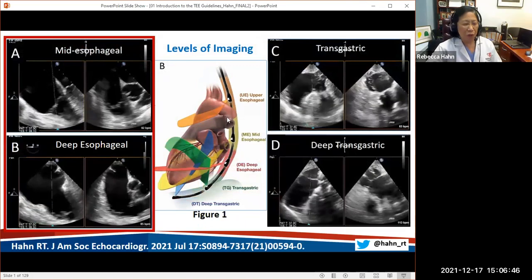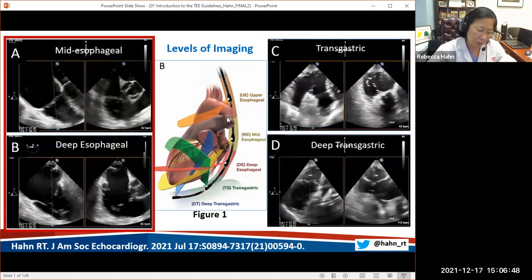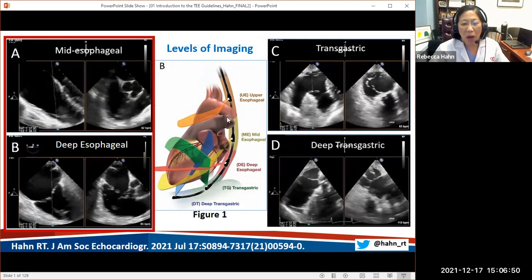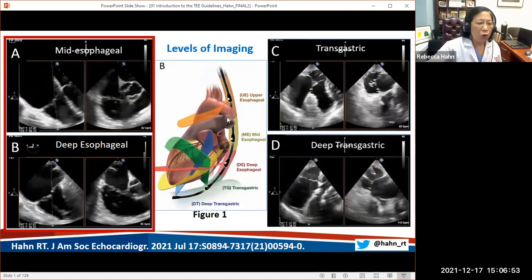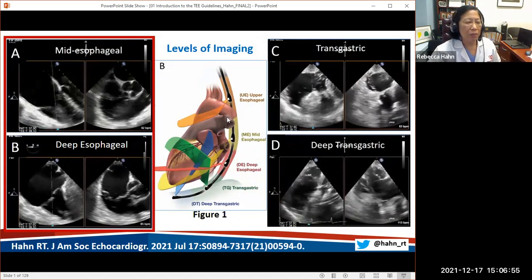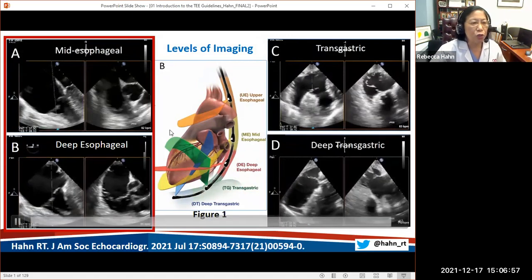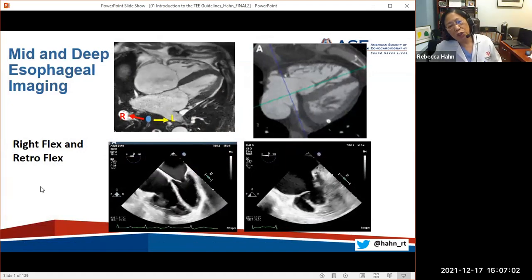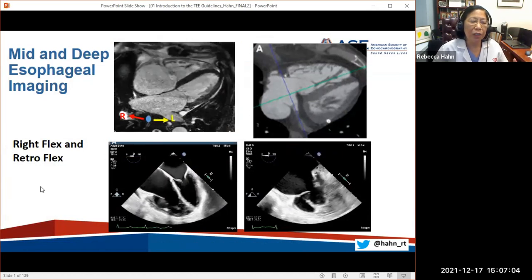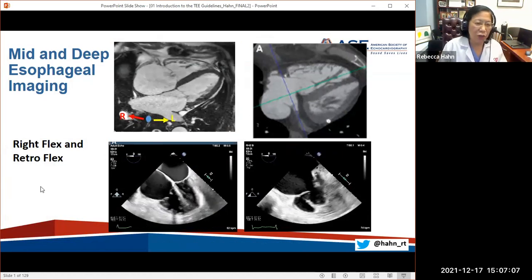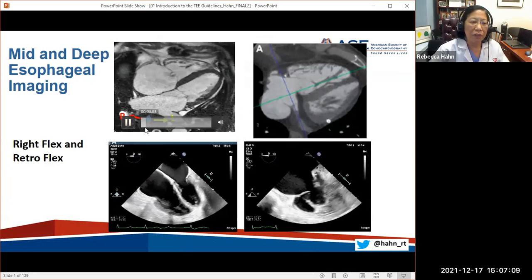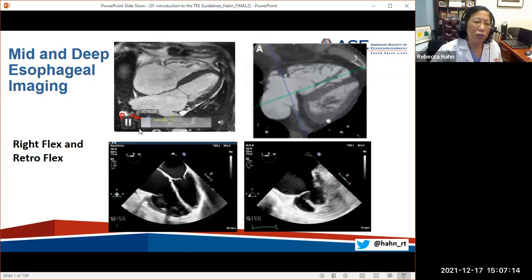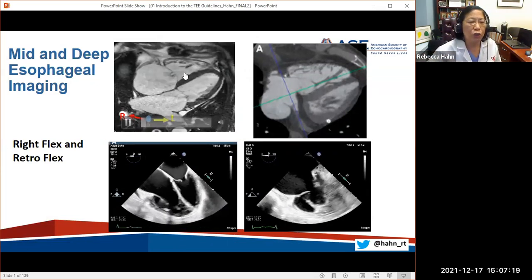So apologize for all the preliminary stuff, but it allows us to set up why we are doing all these images. So the new level of imaging is the deep esophageal. We'll start with mid esophageal and deep esophageal. And similar to what I showed you for the right heart, you're going to have to right flex. So remember, the esophagus starts way over on the lateral side. This is a patient that obviously has significant dilatation and severe tricuspid regurgitation. So dilatation of the annulus and the RV, severe tricuspid regurgitation.